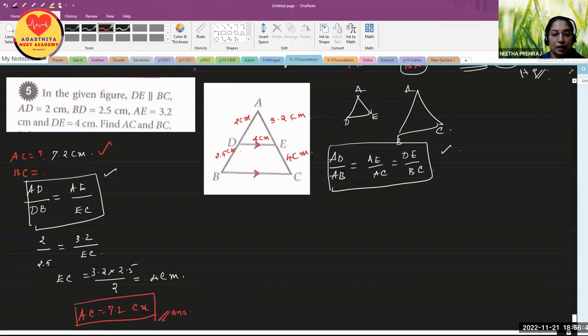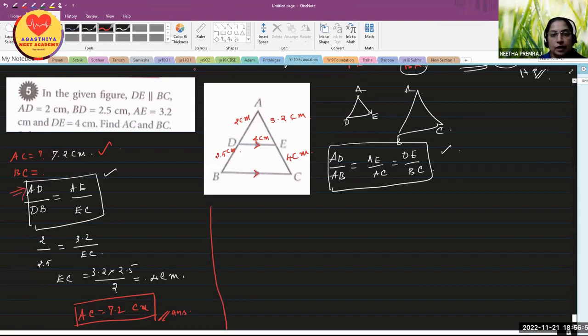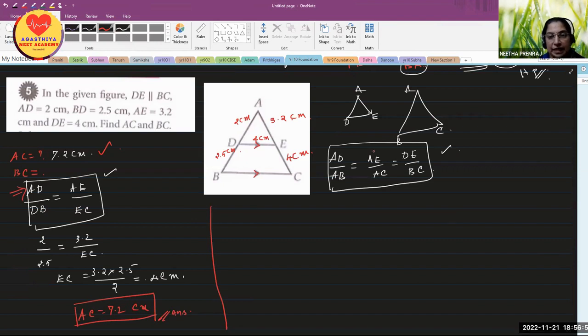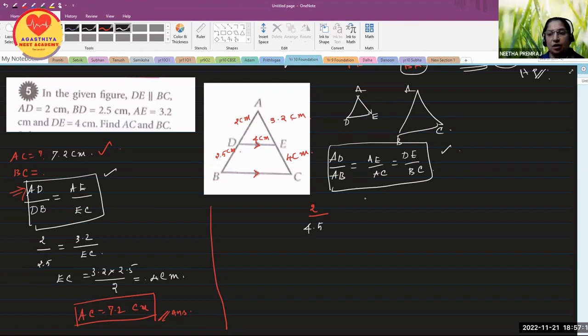Now, next. When you want to find BC, this one doesn't work. So we have to follow this. You apply this one. AD is what? 2. What is AB? Guys, tell me, what is AB? 4.5 centimeter. Very good. You just take DE, which is 4. BC we don't know, isn't it? So BC is equal to 4 times 4.5 divided by 2. If you simplify, it is 9.